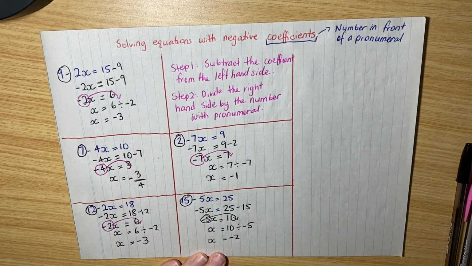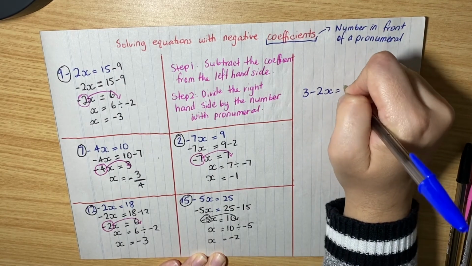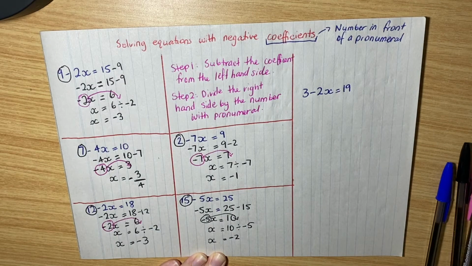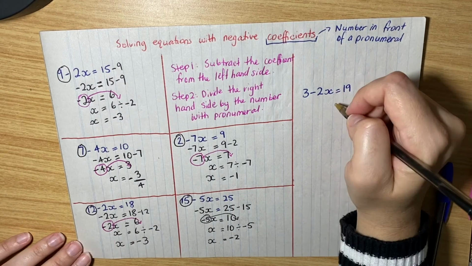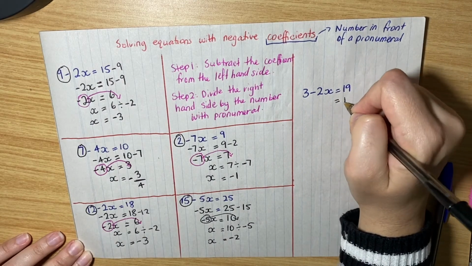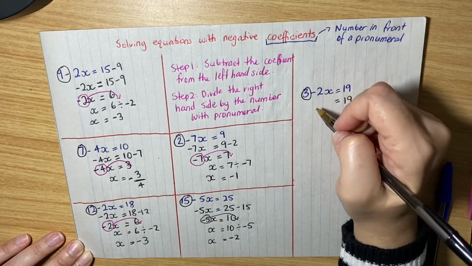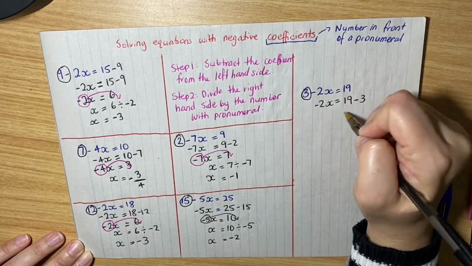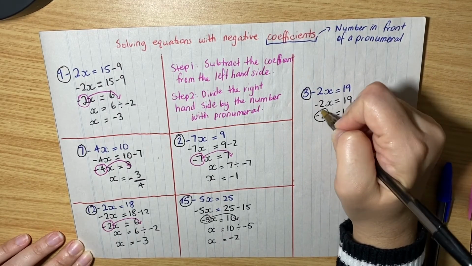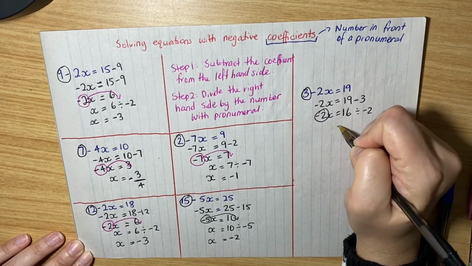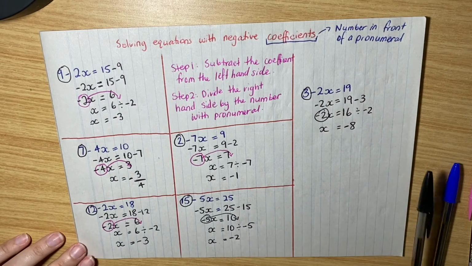This time I'm going to do 3 minus 2x equals 19. All right, so for this one, I'm going to go 19 minus 3, okay? So I get minus 2x equals 16. So minus 2x, to get rid of the 2, I'm going to go divided by minus 2. So then x equals minus 8.